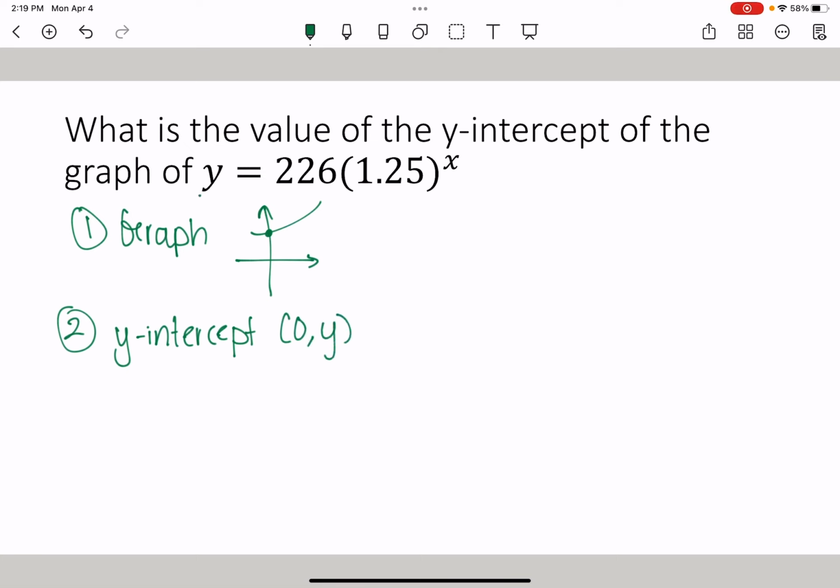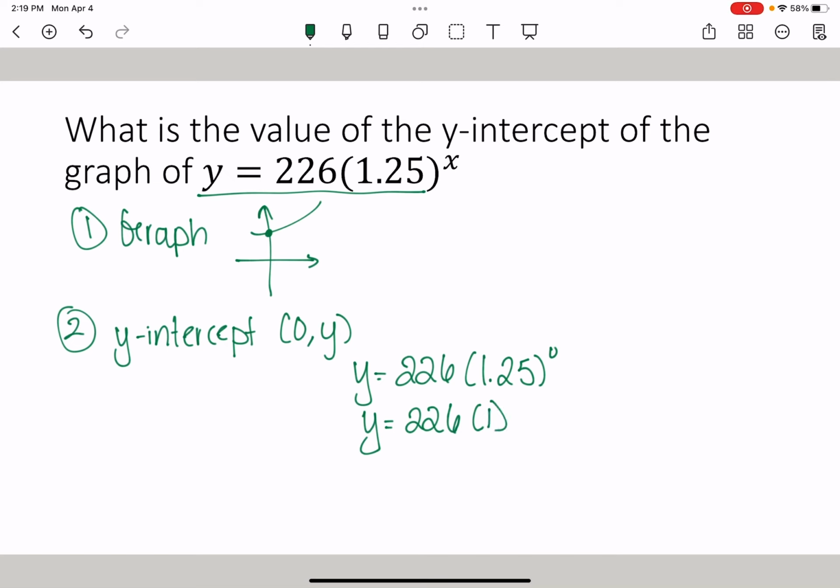So what you do is you can plug in 0 to this equation. So you get y equals 226 times 1.25 to the 0. So that's y equals 226 times 1. So y equals 226. So that is the y-intercept. The y-intercept will be at 0, 226. And you can verify this by graphing your function.